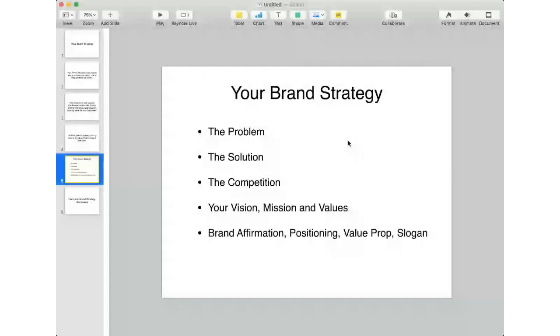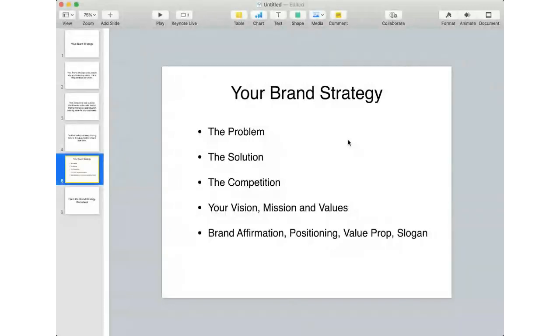Now, today we're going to focus on the brand strategy, looking at how do we build that brand strategy. And there's 5 things that are part of that. The problem. And we'll walk through this. The problem. What problem is it that you solve? How do you solve that problem? Who's your competition? What's your vision, your mission, your values? How do those things come into play in your brand?